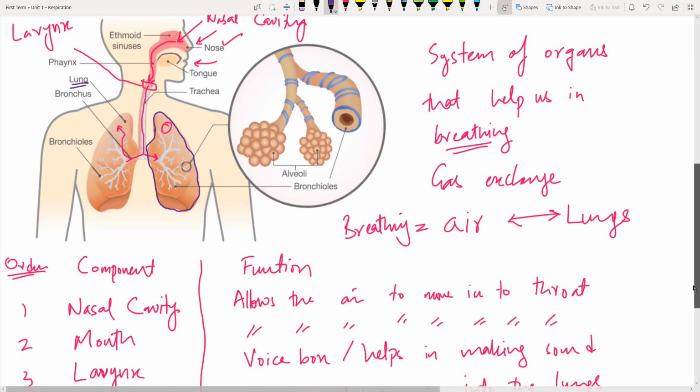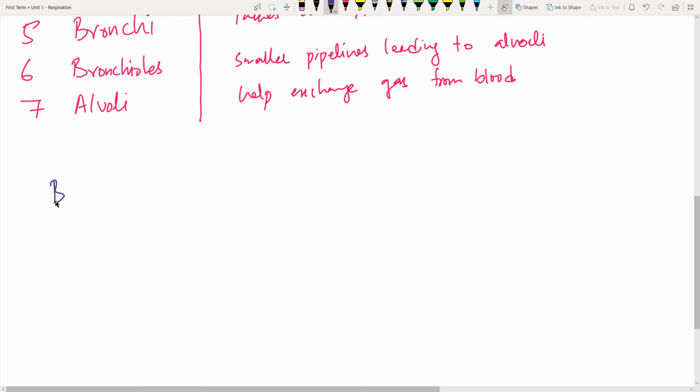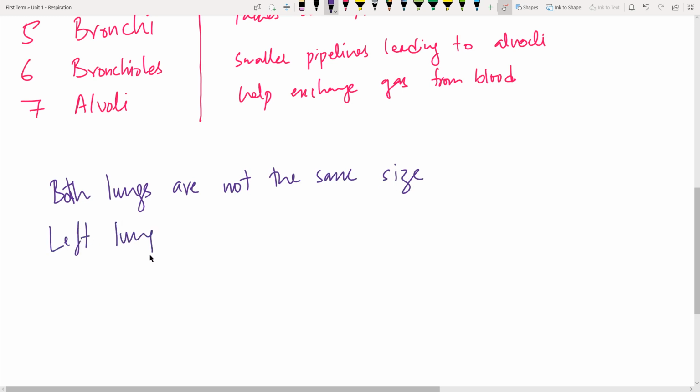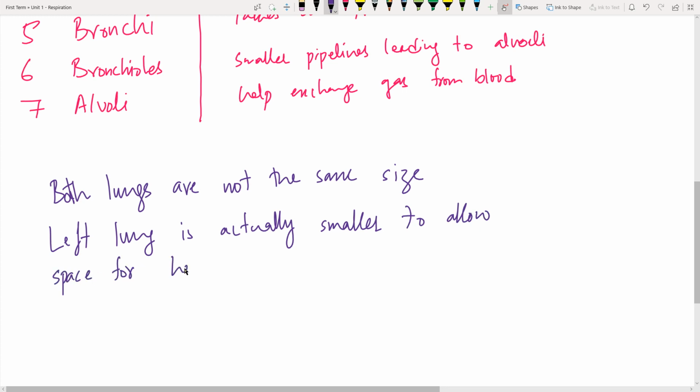So the most important factor over here is that both lungs are not the same size, right? And the left lung is actually smaller. And why is it smaller? Smaller to allow space for heart, right? So sorry, I wrote earth, I need to write heart.